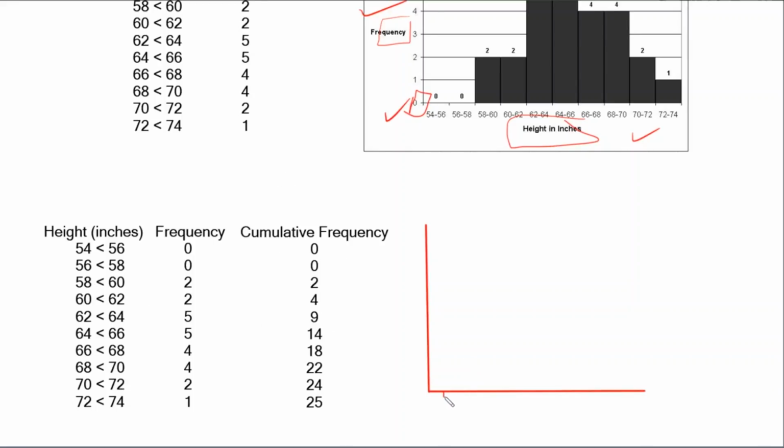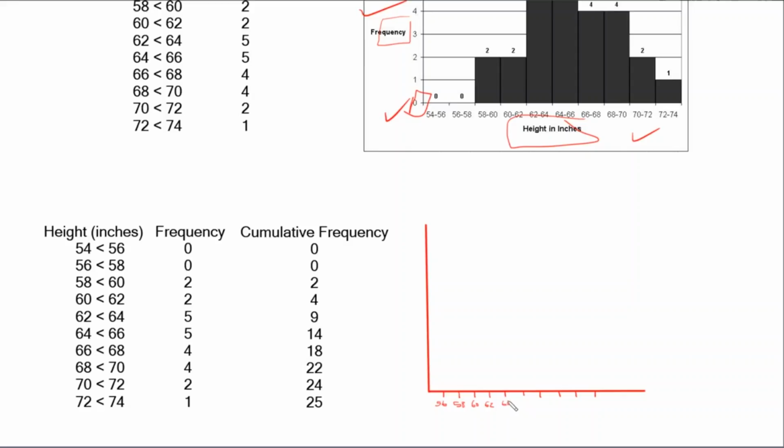So that's 56, 58, 60, 62, 64, 66, 68, 70, 72, 74. So these are our bins. I'm just going to draw the end number because I need to know where it's at, but if you had more time and space, you would draw the entire thing.